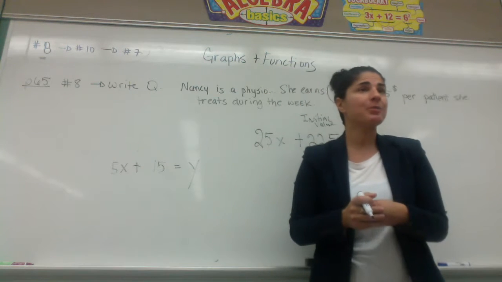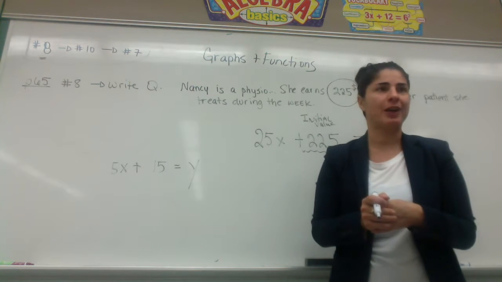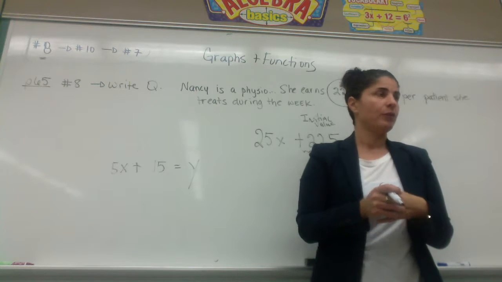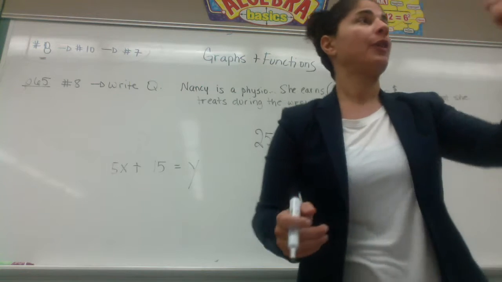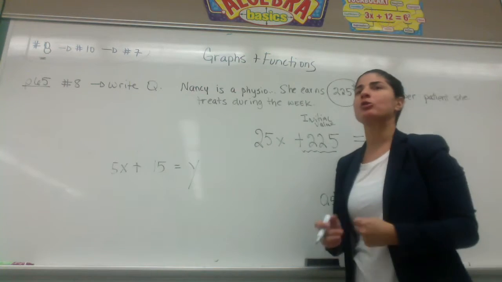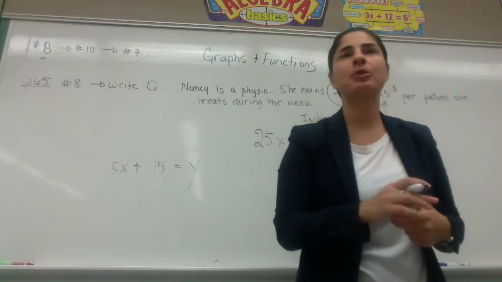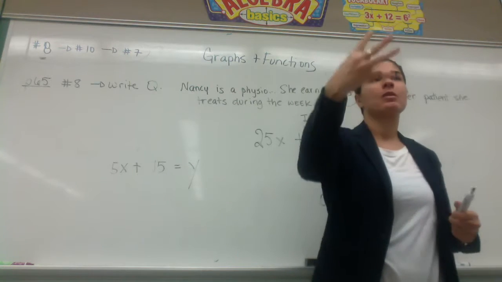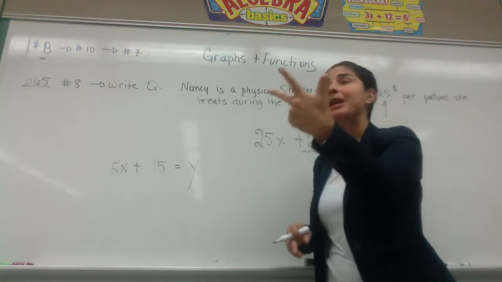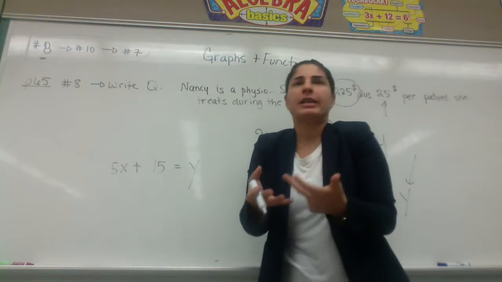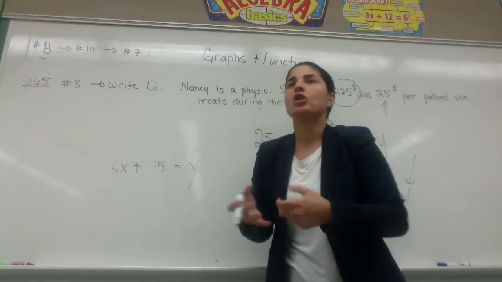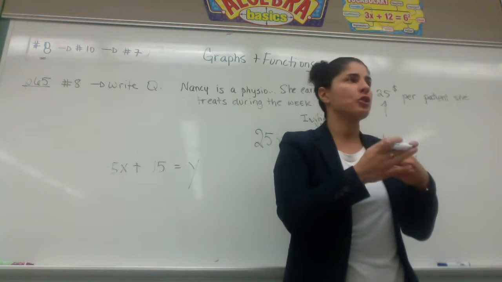Now, there's times where you have no initial value. For example, if I walk into Maxi and buy an apple, if I buy one apple, it costs me $2. If I buy 2 apples, how much is it going to cost me? $4. If I buy 3 apples, $6. Did it cost me extra to walk into Maxi? No. So it's a proportional situation.